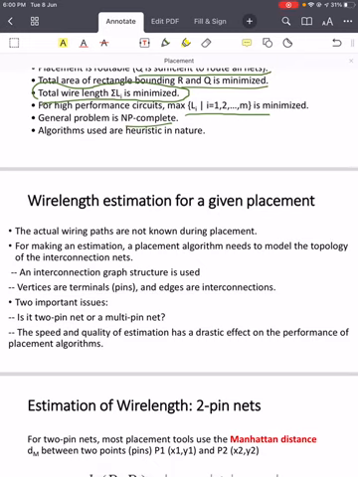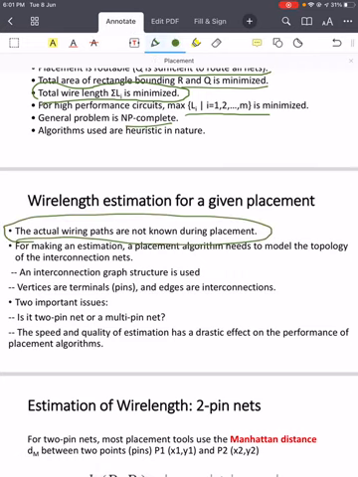So subject to maintaining the routability, the primary goal of the placement is to optimize the delays along signal paths. Since the delay of a net directly correlates with the net's length, the placement algorithms often minimize the total wire length. But the problem is that the actual wiring paths are not known during placement, because that can only be known during the routing stage, when you use different layers for connecting the pins.